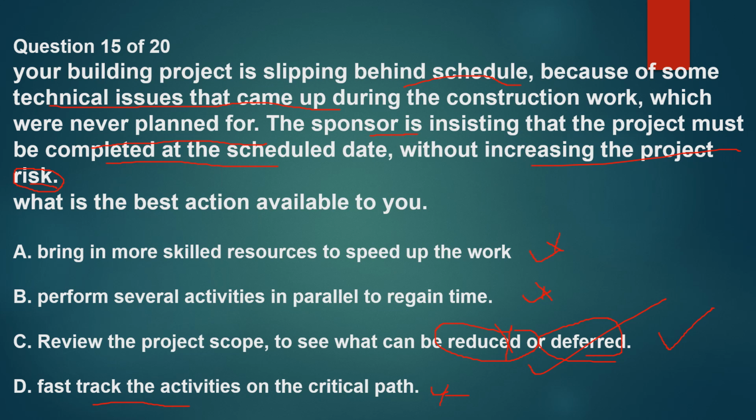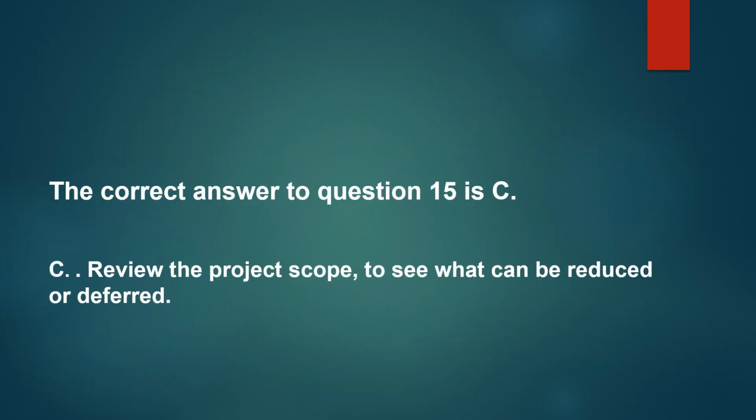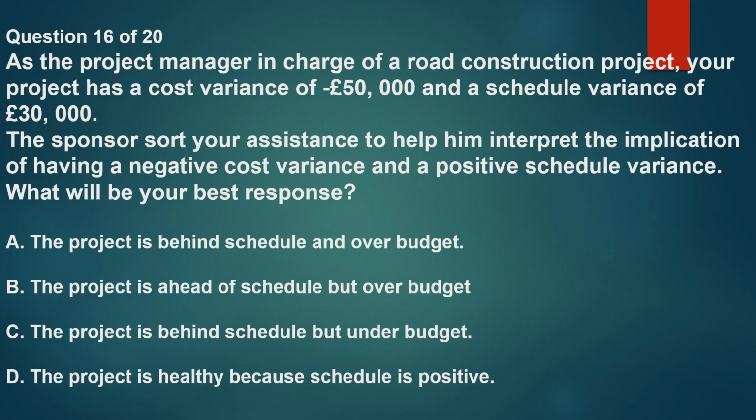After you must have done your analysis, on what the things are that will not affect this project from being completed and will not affect its operational performance, you can defer it. So the correct answer is C. The correct answer is C. Review the project scope to see what can be reduced or deferred. Thank you. Question number 16.